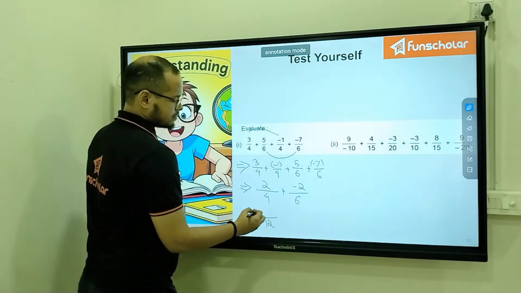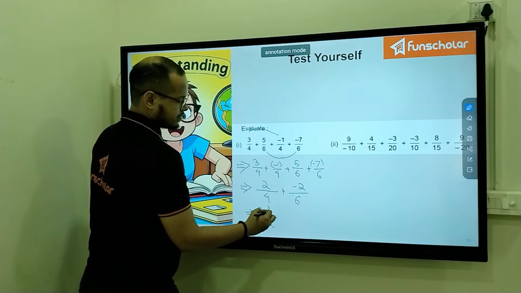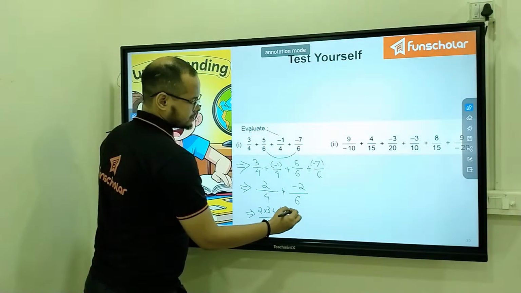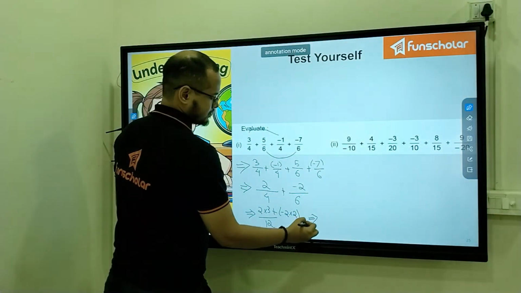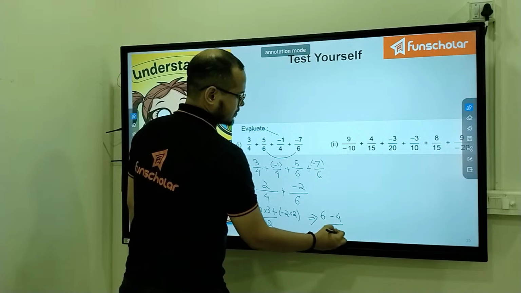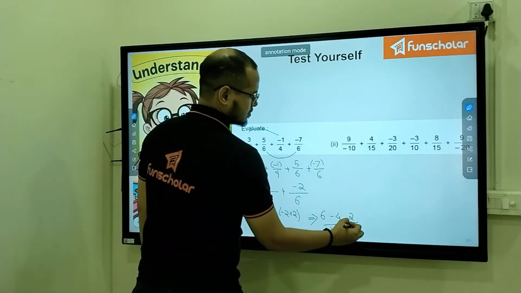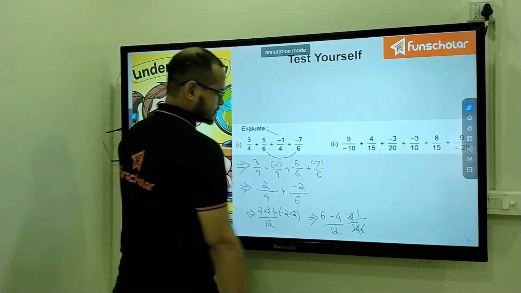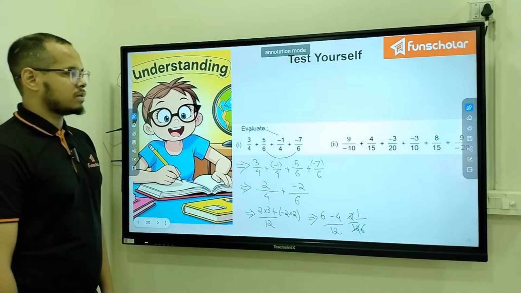So 4 threes are 12, so 2 into 3 minus 2 into 2 over 12: 6 minus 4 by 12. So 2 by 12, and the answer comes out to be 1 by 6. Okay, this is the answer for the first one.